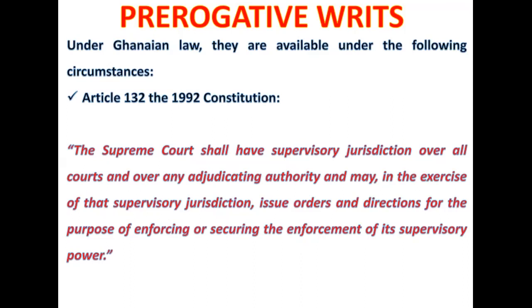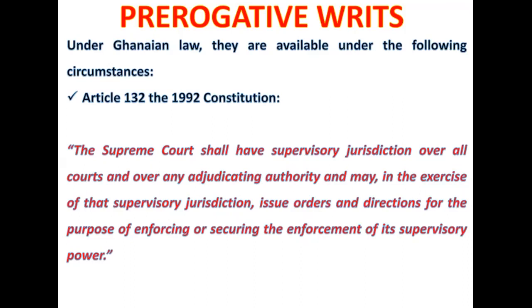Now, if you say they shall issue such orders, what are some of the orders? If the Supreme Court is supervising the Court of Appeal, the Supreme Court can grant a writ of certiorari to quash a decision taken by the Court of Appeal. If you've invoked the supervisory jurisdiction of the Supreme Court over the High Court, the Supreme Court can grant the prerogative writ of certiorari to quash the decision taken by the High Court. So, if you invoke the supervisory jurisdiction of the Supreme Court under Article 132, they can also issue such orders or directions as they think fit.